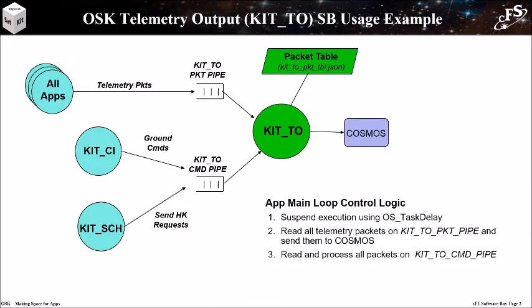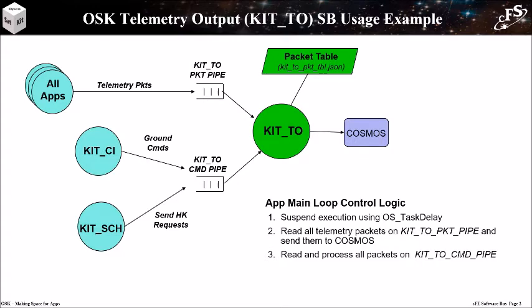I'll use the OpenSatKit telemetry output app called KitTO to demonstrate some of the software bus features. KitTO's main function is to read telemetry packets sent on the software bus by all of the apps and send the packets to Cosmos over UDP. The telemetry packet table defines which packets should be sent to Cosmos. The default table is defined in kit_to_packet_table.json.